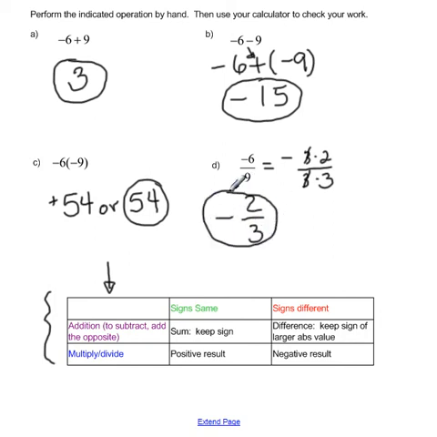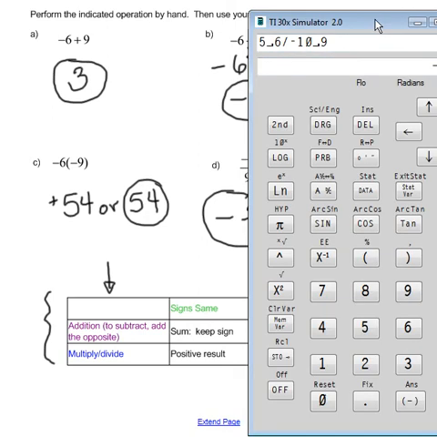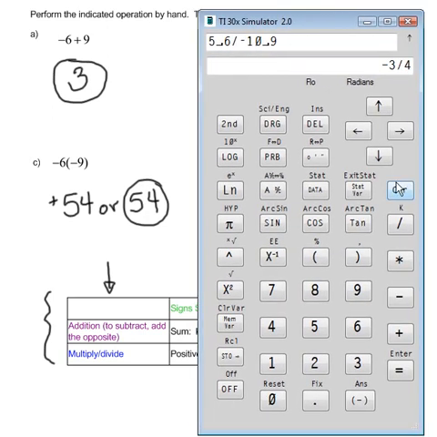So now let's use our calculator to check all of our work, make sure we did everything correctly. And let me get this where we can see things here. So our first one, we did -6 plus 9. When we enter that, we come up with positive 3, exactly like we were hoping for. Let's go ahead and check C since it's on my screen right here. -6 multiplied by -9, and that should be positive 54, which it is.